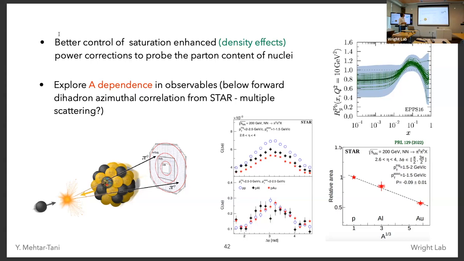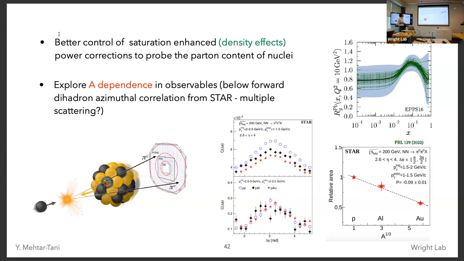So for instance, in this plot you see the ratio of structure functions in nuclei over proton, and you see that it doesn't look the same at high Q squared. So the shape of the distribution of partons is not the same. In particular here at small x, you see this so-called shadowing effect, which is a suppression of low x gluons in nuclei as compared to protons. And this approach could help figure out how this happens.